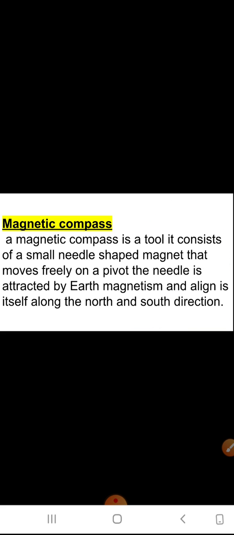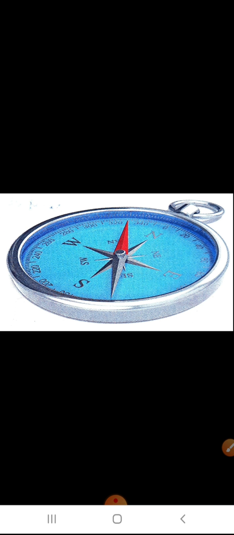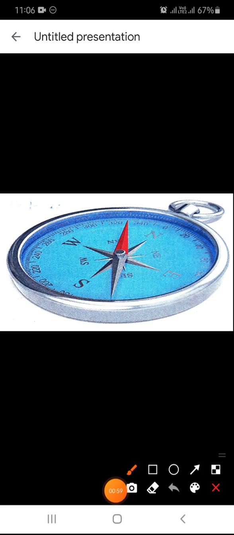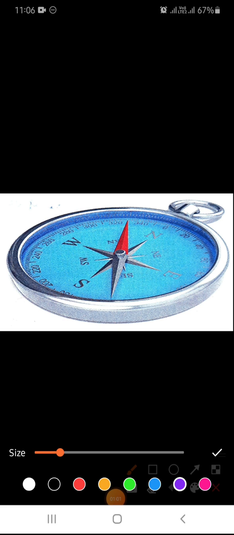First of all, today we'll start with the magnetic compass. So what is a magnetic compass? As you can see in this figure, this is a magnetic compass, and some important things to consider are these. Here N is written, this is south, this is west, and this is east. So in the magnetic compass, directions are given.